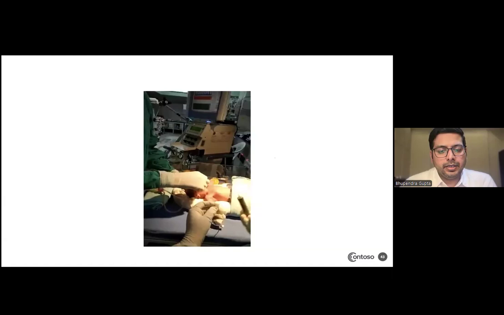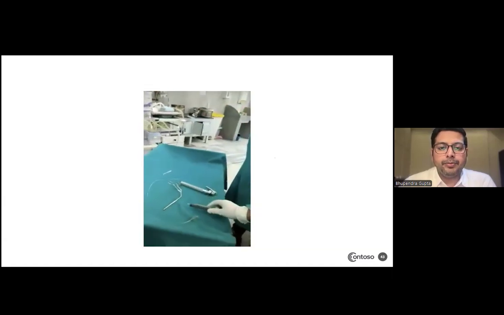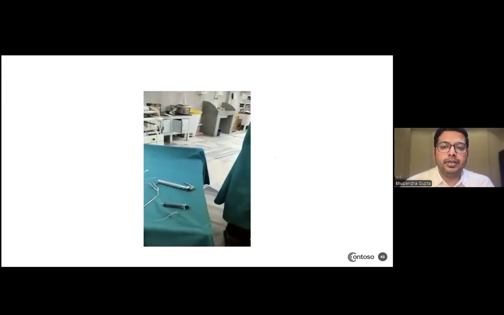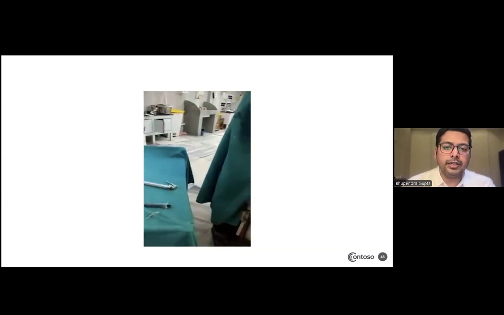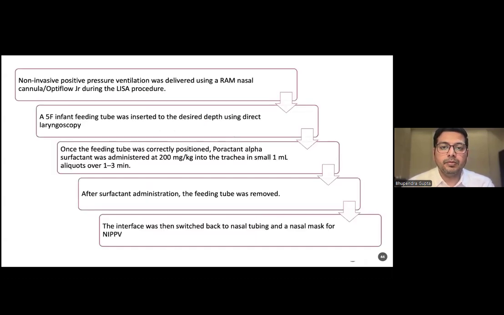And after the surfactant has been administered, we have to change the interface from the OptiFlow or the Ramanathan Cannula to the proper midline interface, the standard interface for proper ventilation. So what we have done in the procedure, we have put the child on non-invasive positive pressure ventilation, but the interface has been changed to Ramanathan Cannula or OptiFlow for better visualization.